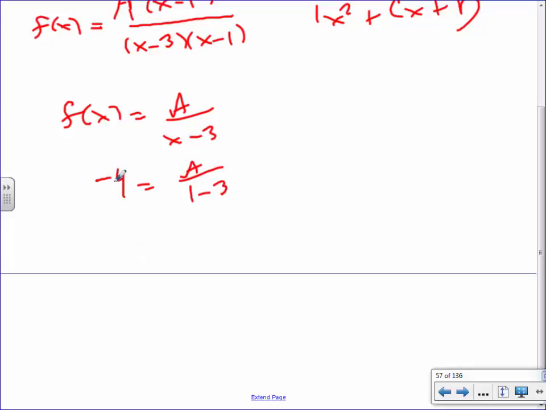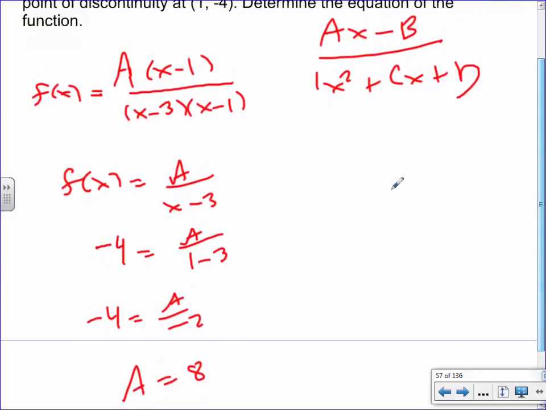So -1 is your y value, 1 is your x value. So -4 equals a over -2. So there is a leading coefficient of 8. Follow that? Stupid leading coefficients. Every graph, right?